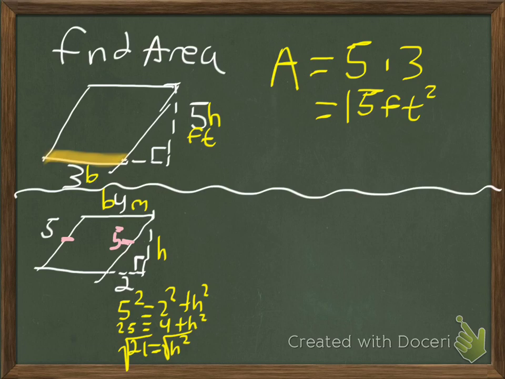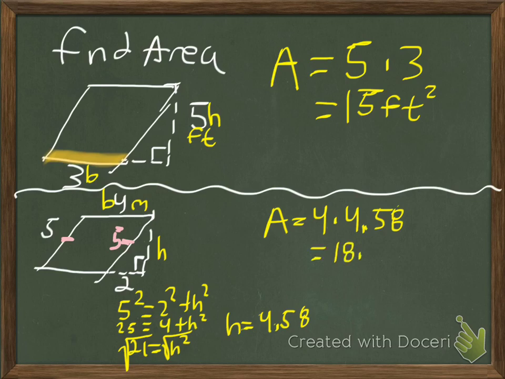And the square root of 21 is about 4.58. And now I can do the area. My base of 4 times my height of 4.58 is about 18.33. We are measuring in meters, so this would be meters squared.